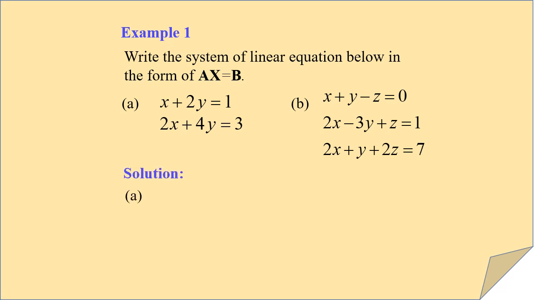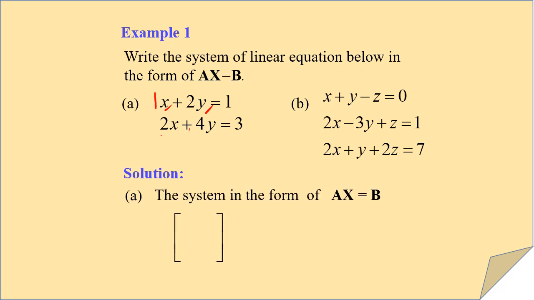We only have two variables, X and Y. So we know directly our variable matrix X is equal to X, Y. But now we need to find the coefficients. Depending on the variable, just take the coefficient for each of these in the form of a 2 by 2 matrix, because this is a 2 by 2 matrix. This X has a coefficient of 1, so we have 1 and 2 for position A12, and then 2, 4. So the coefficient matrix A is equal to 1, 2, 2, 4.